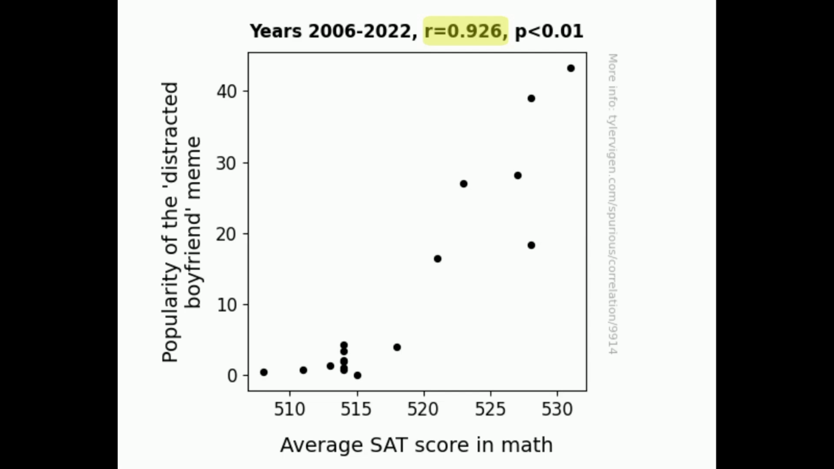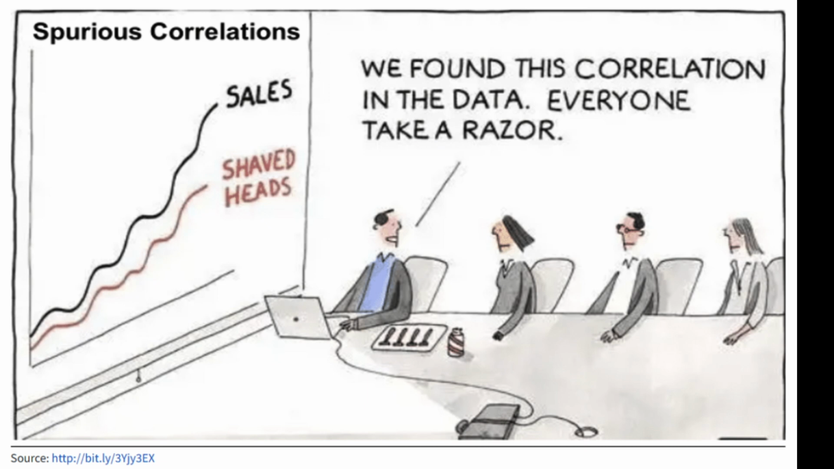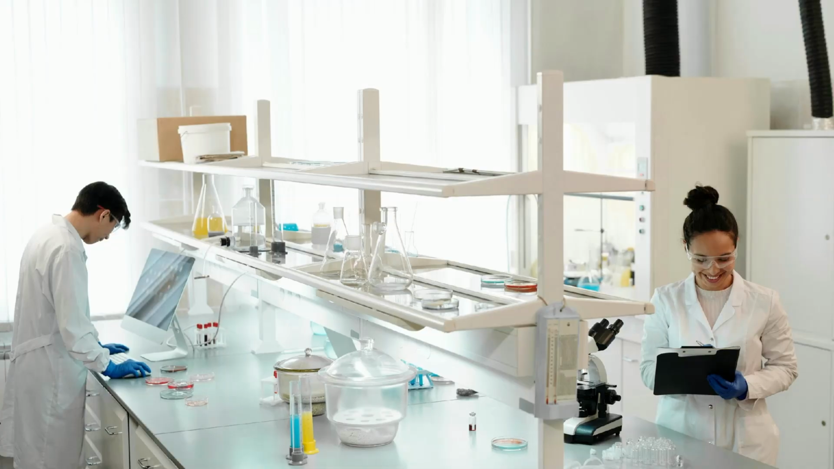These examples are fun, but they teach us an important lesson. Just because two things are correlated doesn't mean they're connected in any meaningful way. In statistics, we have to dig deeper to determine if there's a real cause and effect relationship. Otherwise, we'd end up like the distracted boyfriend looking in the wrong direction.